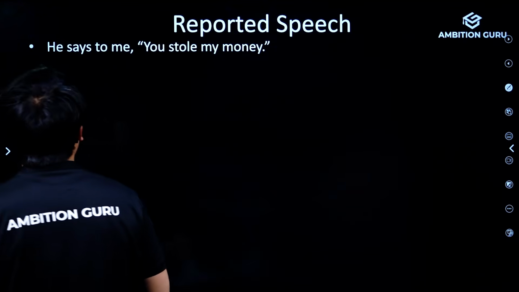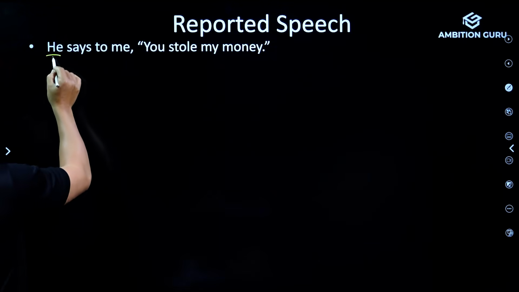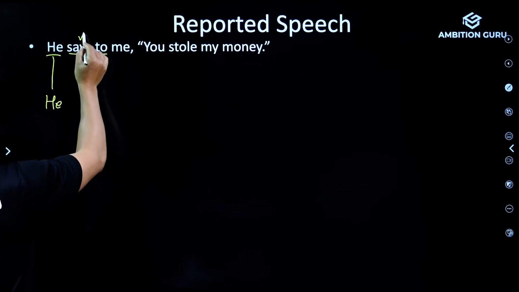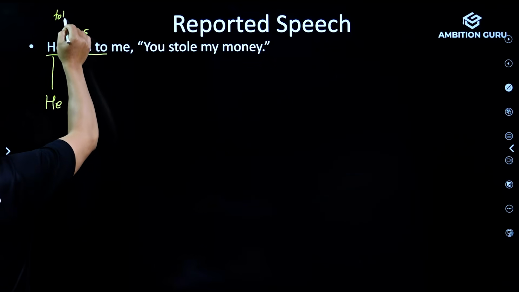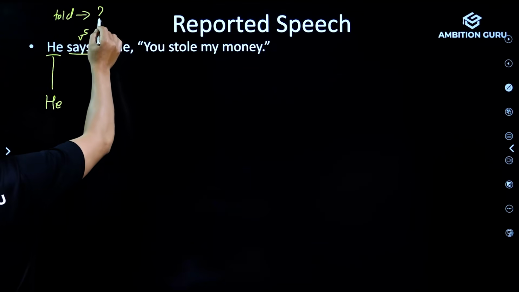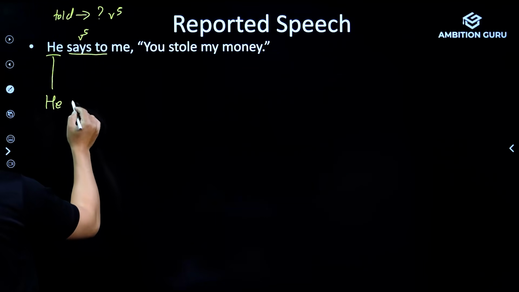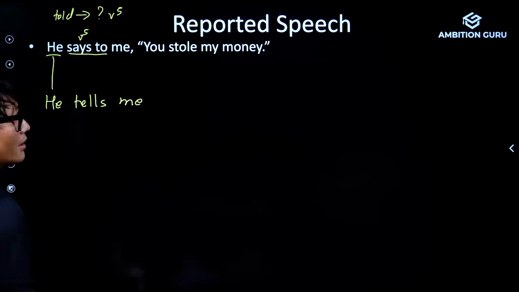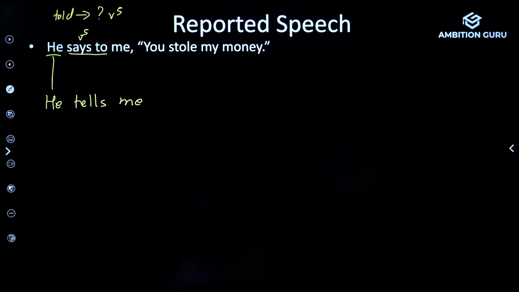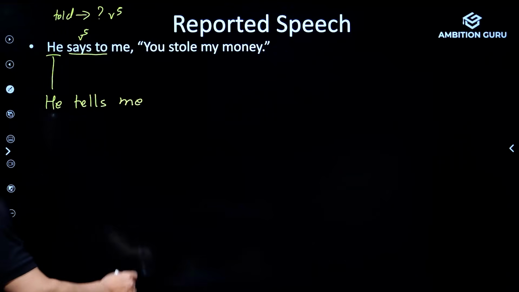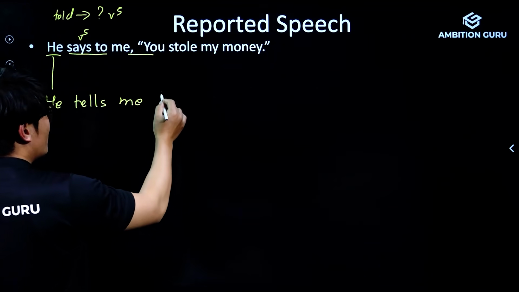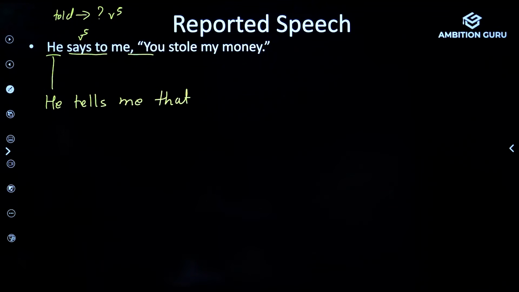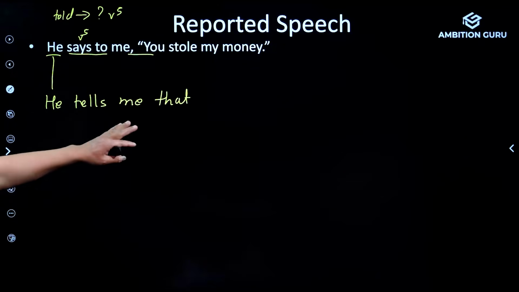So what is his answer? He remains here, he. This is a says Bob 5. Now told. What is the Bob 5 of told? So obviously it is tells. It tells me. Clear? It tells me. Very good. And now what is the connective? So connective is that because this is an assertive sentence. Okay. It tells me that.